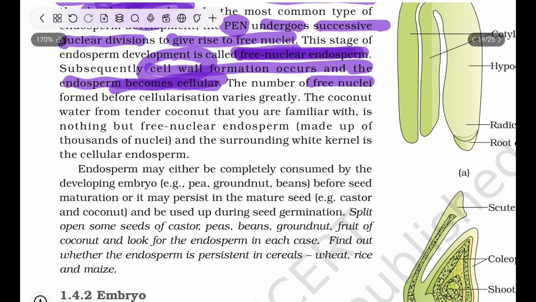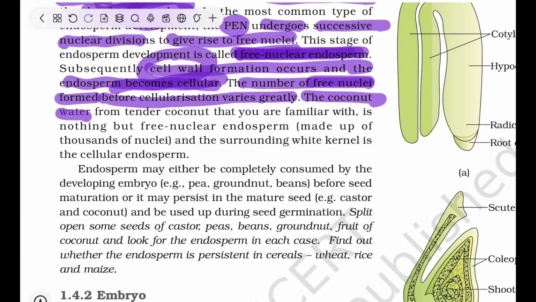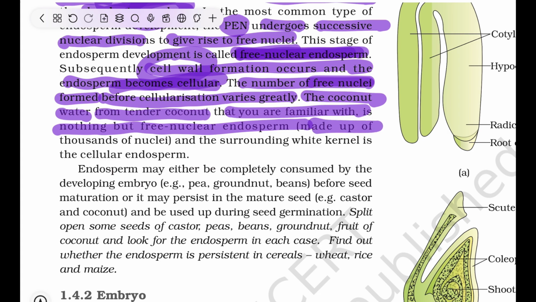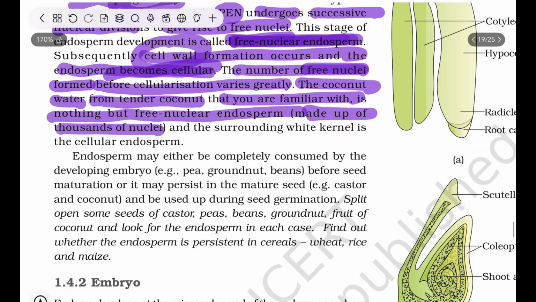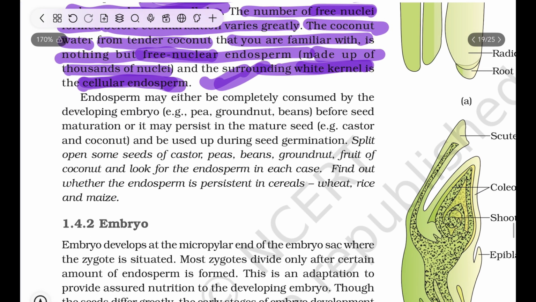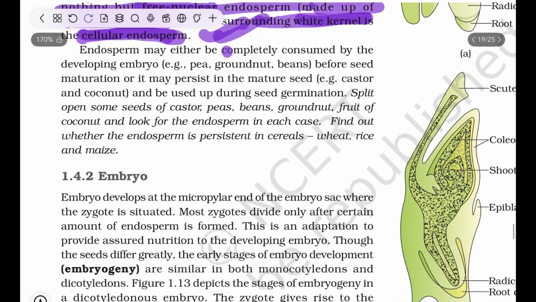The number of free nuclei varies. The number of free nuclei formed before cellularization varies greatly. Yes, the coconut water from tender coconut that we are familiar with is nothing but free nuclear endosperm made up of thousands of nuclei. I have already said that the endosperm of coconut is basically a free nuclear condition that is surrounding the white kernel, and the white kernel is a cellular endosperm. That is very important.